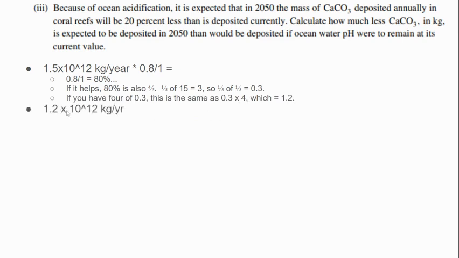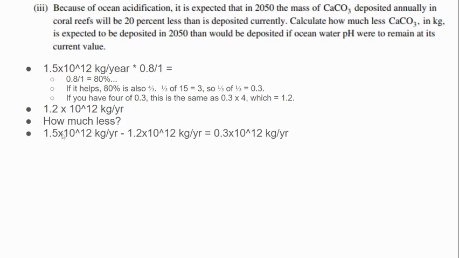So really, what is being deposited in the year 2050, based on our calculations, we should expect 1.2 times 10 to the 12 kilograms every year. Is that what the question is asking? I don't really think so. The question's asking how much less. It's not how much, it's how much less. So this is what's being deposited today, and this is what's expected to be deposited in 2050. How much less is that? So 1.5 times 10 to the 12 kilograms per year minus 1.2 times 10 to the 12 kilograms per year is equal to 0.3 times 10 to the 12 kilograms per year.